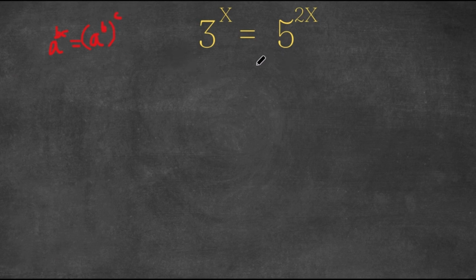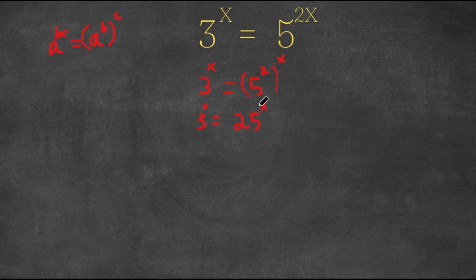So what we're going to write this as is, well, let's first write our 3 to the power of x, and this equals 5 to the power of 2, to the power of x. Now, 5 to the power of 2, as we all know, is 25, right? So this is 3 to the power of x equals 25 to the power of x.